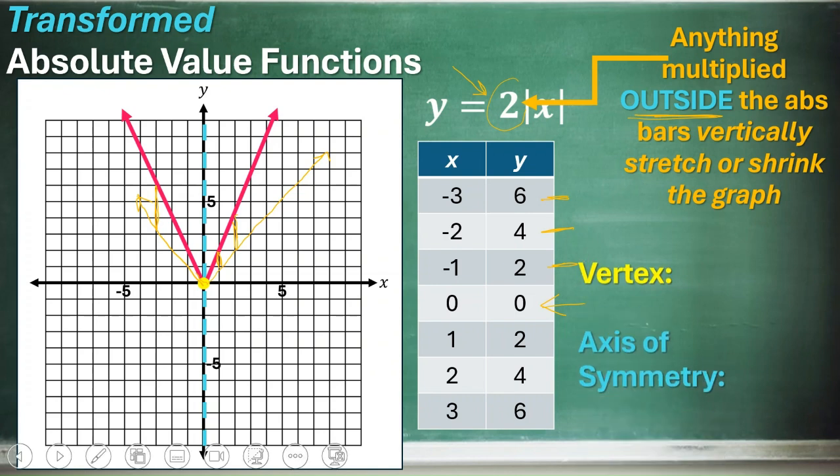Okay, so what this does not change is the vertex, which still is (0, 0), and it's still a minimum. Nor does it change the axis of symmetry, which remains x equals 0. It simply changes the steepness of the graph. If this is a number greater than 1, it's a vertical stretch because the y values are getting bigger. And if it's a number between 0 and 1, essentially a fraction, it's going to widen and get farther from the y-axis.